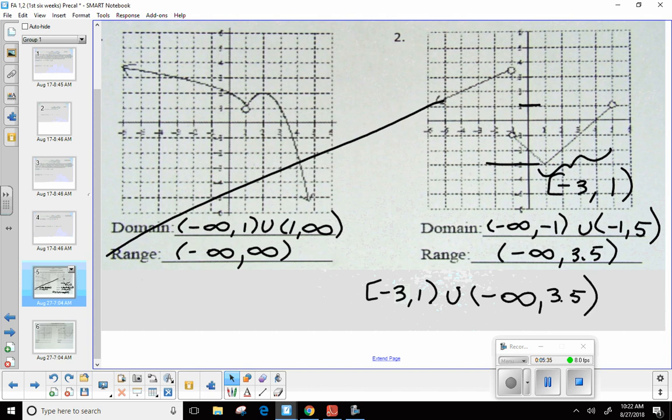Again, hopefully if you didn't see the graph itself, you're looking at these intervals and you're thinking, okay, well, this one only exists between -3 and 1, but this one exists between negative infinity and 3.5. So this belongs in that other interval. All those values are already taken care of. So we don't need that other one. Is everybody okay with that? Any questions?